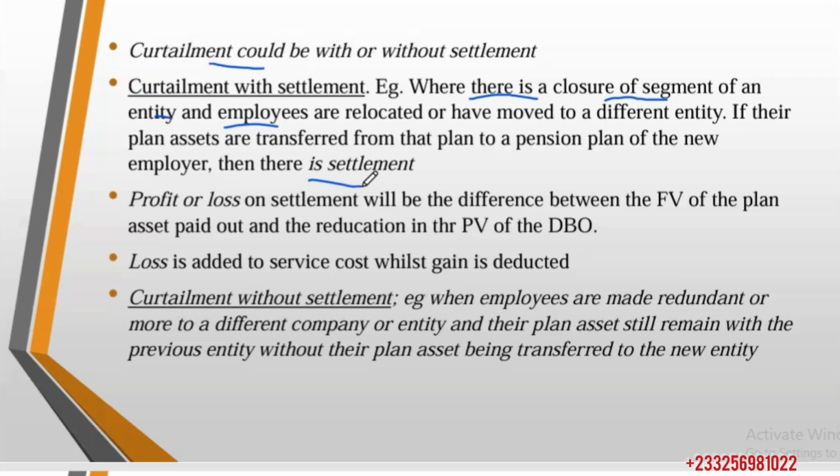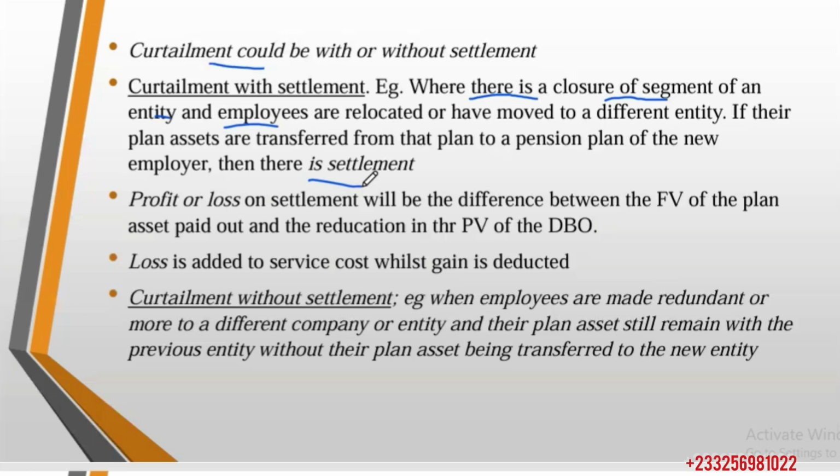I get in it. Sometimes you can terminate them, or their contract can be terminated, or they can be made redundant, or they can move to a new company to go and work. But their asset will still be with you. The amount of money in the pension plan that you've accumulated for them, so that they will benefit in the future, will still be with the entity. If that's the case, then there's no settlement, right?